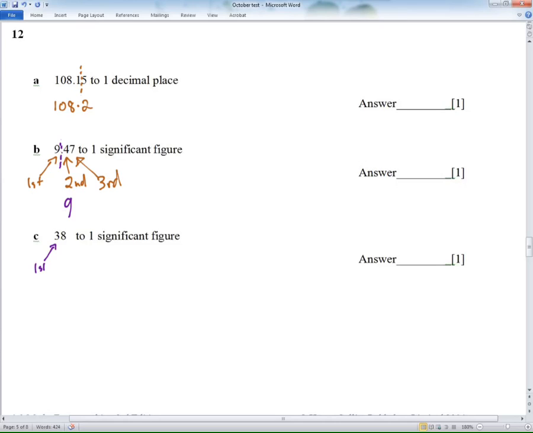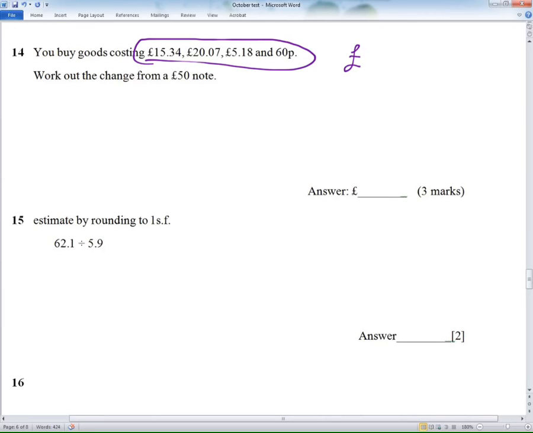38 to 1 significant figure. 3 is the first, 8 is the second. So we draw a dotted line. 8 rounds up, so we get an answer of 40. If you got this question wrong, it's probably because you wrote 4, and 4 is a completely different number to 38. 40 is much closer to 38 than 4 is, so it makes sense that 1 significant figure would put the answer to be 40 rather than 4. Okay, moving on.